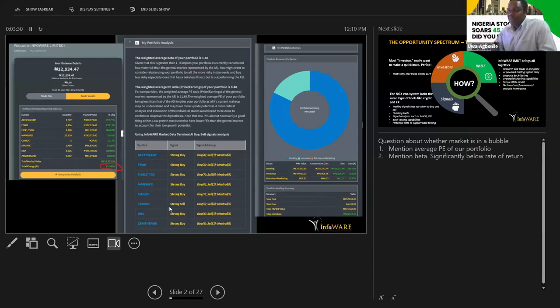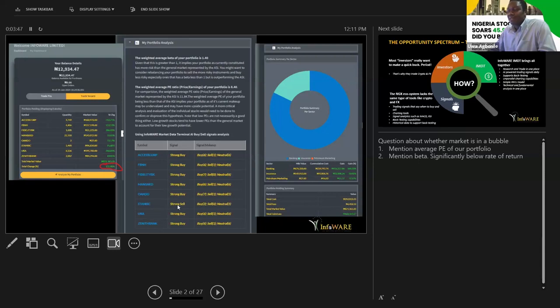Stanbic, for example, is a strong sell right now. We didn't sell it because everything else was a strong buy. We said, if we sell this while we're doing this presentation, it's going to look like this whole thing is a funky thing. Funnily enough, the Stanbic sell signal came about, I think, sometime in November.